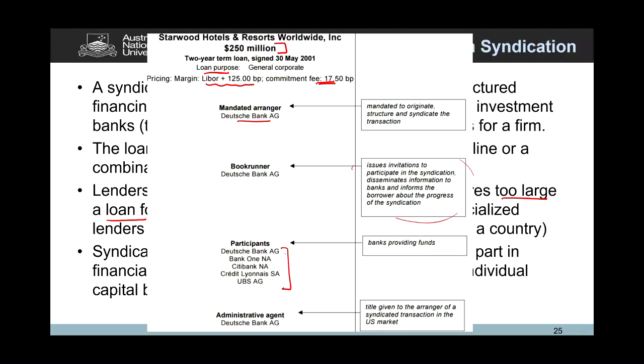So we have a consortium of American, French, as well as Swiss banks in this entire syndication. And then the main or the lead administrative bank is Deutsche Bank. So that's how they come together to share the capital base, to finance a really big loan, and also to share the credit risk.